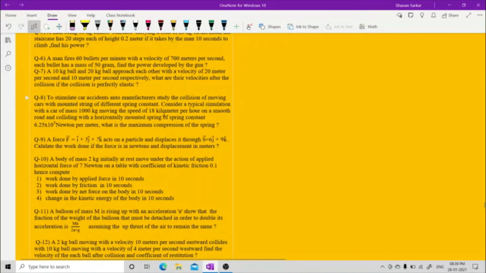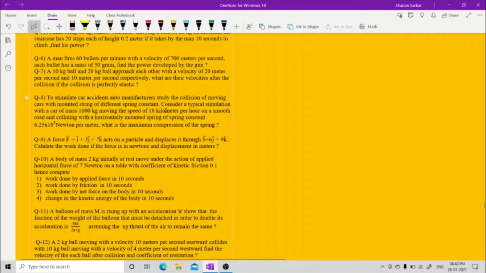To simulate car accidents, auto manufacturers put a spring. Yes, we are doing this problem to simulate a car accident. With a mounted spring of a given spring constant, consider a car of mass m moving at 18 km per hour on a smooth surface.